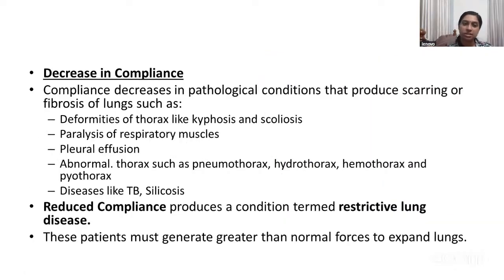So what are the factors leading to decrease in compliance? As I have already mentioned, restrictive diseases or fibrosis can cause decrease in compliance. So it decreases in pathological conditions that produce scarring or fibrosis of lungs, such as deformities of thorax like kyphosis, scoliosis, etc., paralysis of the respiratory muscles, pleural effusion, abnormal thorax such as pneumothorax, hydrothorax, etc., and in diseases like TB, silicosis. So reduced compliance produces a condition termed restrictive lung disease, and these patients have to generate greater forces for the expansion of lungs. Okay, they have to exert more force for the expansion of lungs.